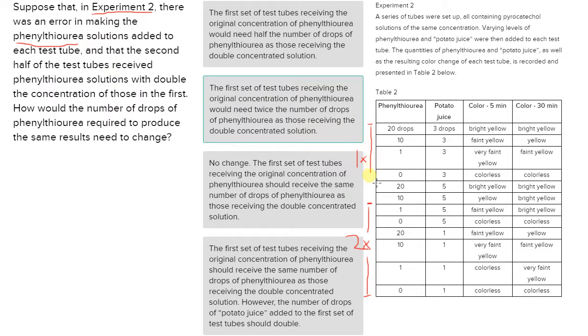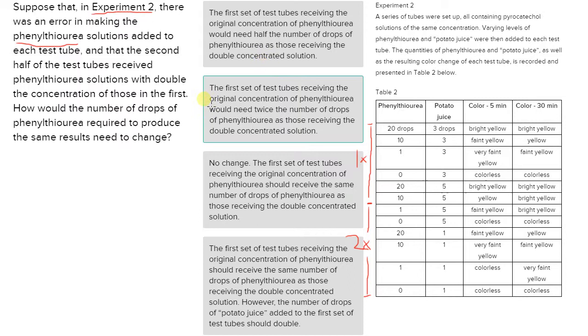So here's the first ones, and here's the second ones. 1, 2, 3, 4, 5, 6. Yes, so the first half received the normal concentration, and the second half received twice the concentration. So each drop contained twice as much phenolphthalein as the first test tubes. The question is, how would the number of drops of phenolphthalein required to produce the same results need to change? Assuming we wanted the same color changes, because the concentrations are different, we have to change the number of drops of phenolphthalein that we add from the first batch to the second batch.